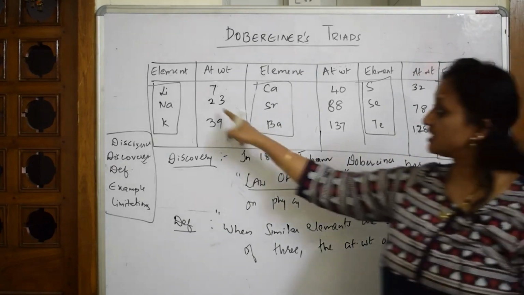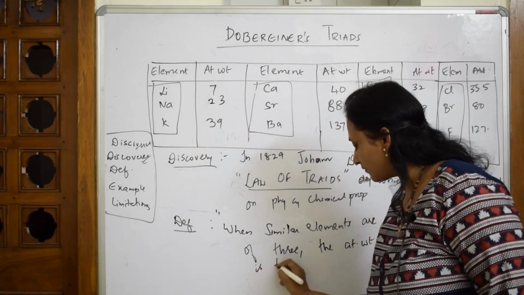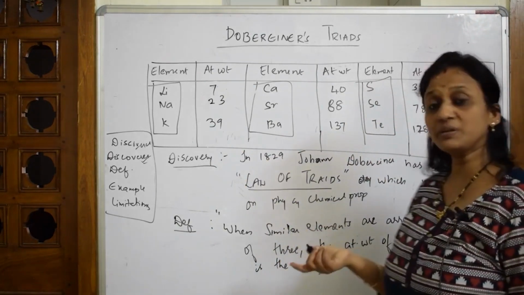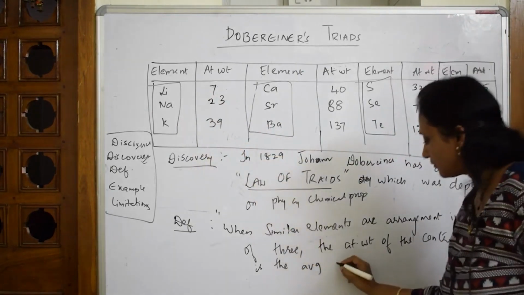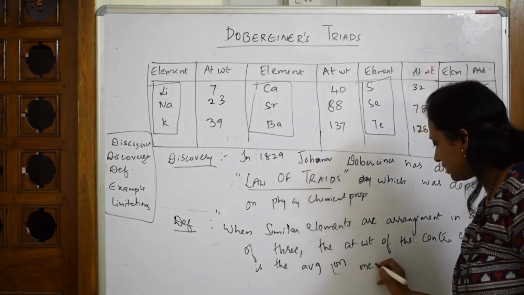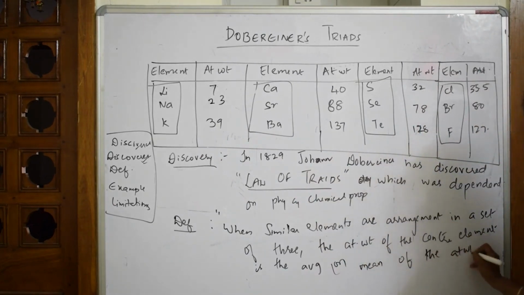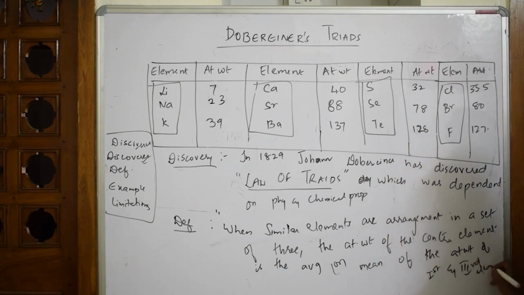The center element is the average or mean of the atomic weights of the first element and the third element. Average or mean of the atomic weights of first and third element. That's it. This is what he has told us. This is also done. Fine. So now what happened?